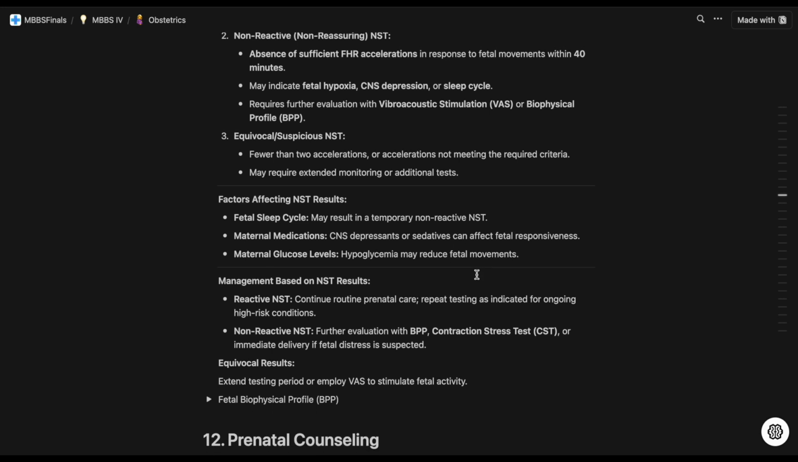What happens next? So, what do we do based on the NST results? If the NST is reactive, that's great. We continue routine prenatal care and repeat the test only if needed. If it's non-reactive, we need to investigate further. That might mean a biophysical profile, BPP, contraction stress test, CST, or even an urgent delivery if there's clear evidence of fetal distress. For equivocal results, we can extend the testing period or try a vibroacoustic stimulation to wake the baby up and reassess.